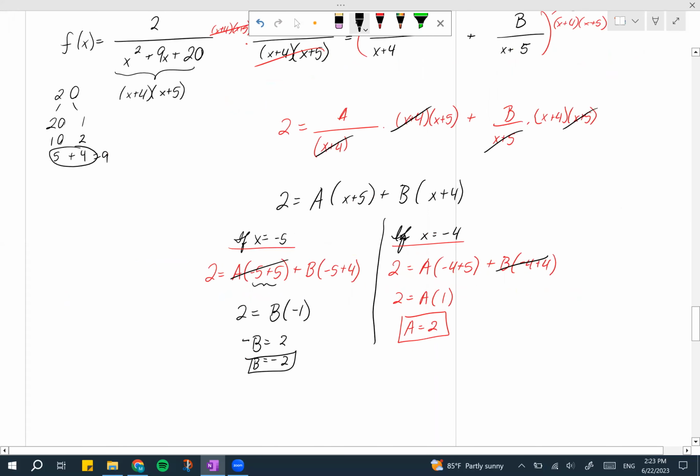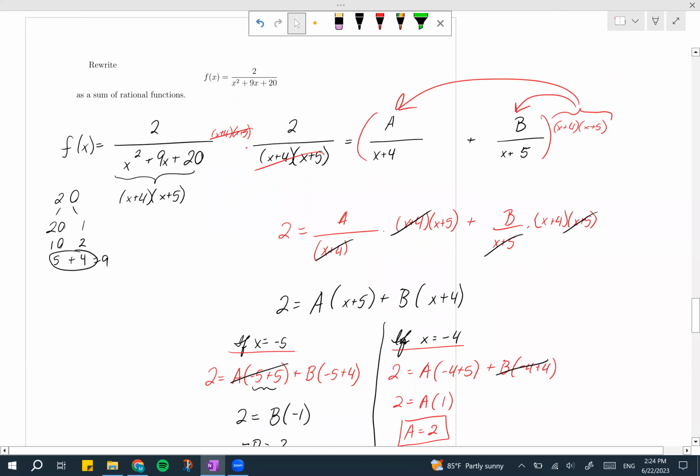So my final answer is, scroll up here, f of x.